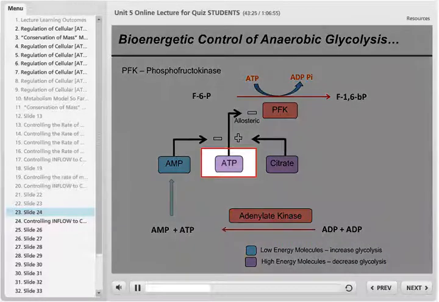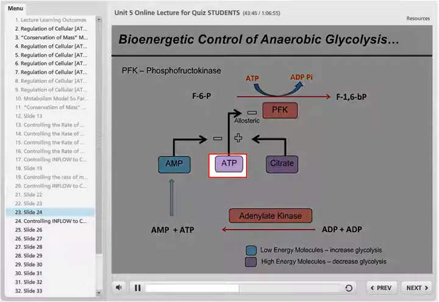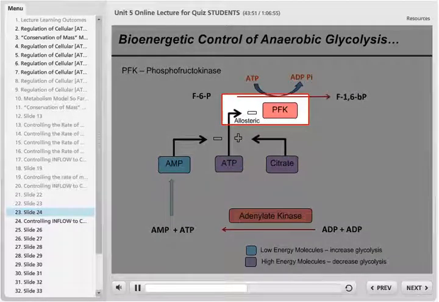So here's the regulated pool. And obviously, if we have a lot of that, we don't need to have a high rate of inflow to that pool. This pathway is along the way to that inflow. And so when you have a high energy molecule like ATP, you have a molecule that allosterically inhibits phosphofructokinase. That means it has a binding site on phosphofructokinase, and when it binds there, it inhibits the binding site for F6P. Another high energy molecule is citrate.